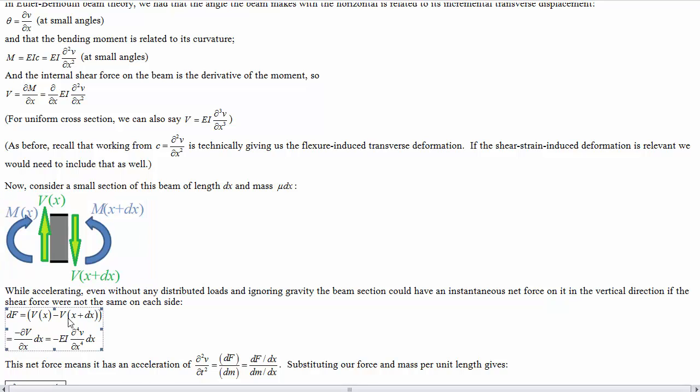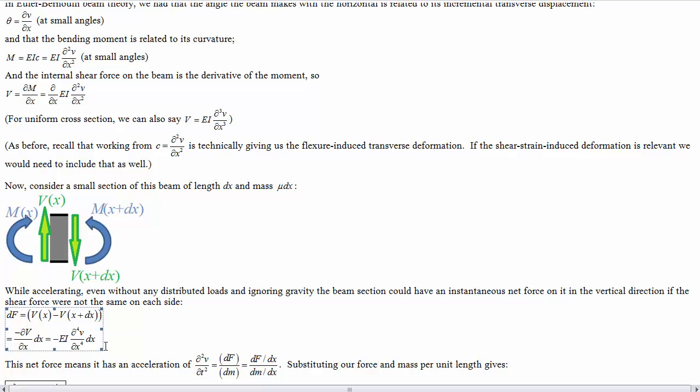When we subtract those, the shear force at x cancels out, and we're left with just that rate of change term. Substituting in what we know for the shear force in terms of moment, we can then say that the net force on this little section is equal to negative EI times this fourth derivative of transverse position with respect to x, multiplied by dx. So this is the little bit of force on this. It's proportional to the width of the section.